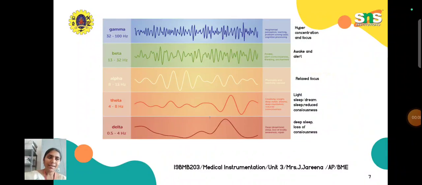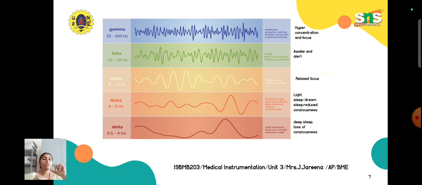Hi all. In today's class, we're going to see the different types of EEG waveforms we will be getting when we are using an electroencephalograph. There are five types of EEG waveforms: delta, theta, alpha, beta, and gamma.